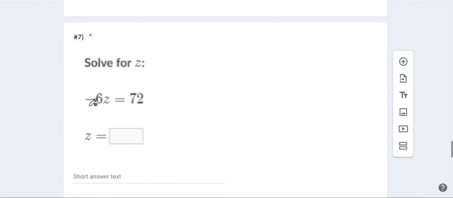Okay, number 7 here. Remember, if I have a number written right next to a variable, that's understood to be multiplication. So this is negative 6 times z. How do I undo multiplication? By division, right? So I divide both sides by this number that's in front of the variable. Now, this number right here is not 6. This number is negative 6. And so that's what I divide both sides by. So z is equal to 72 divided by negative 6. And you would type the answer in right here.